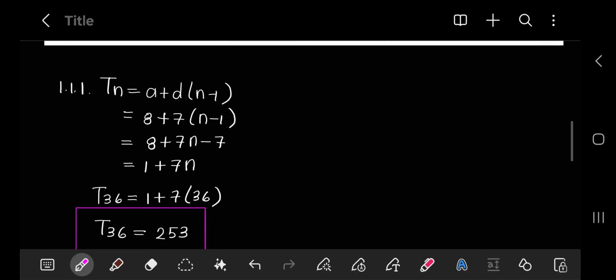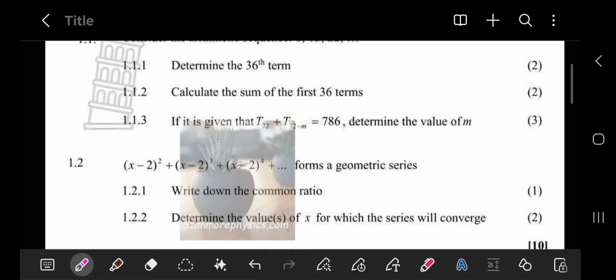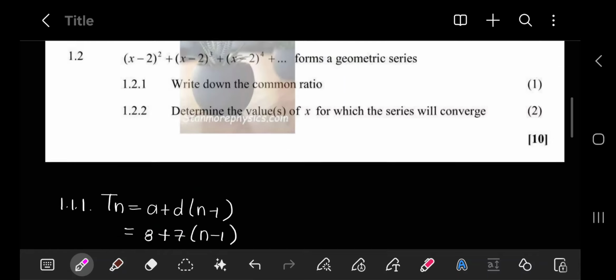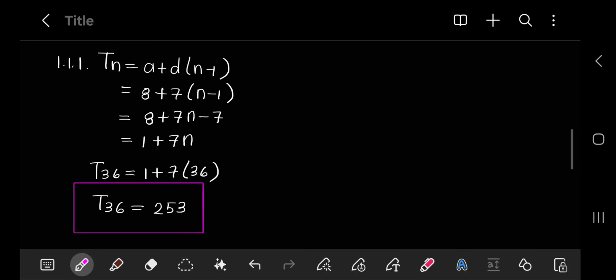So that was quite simple. Now 1.1.2 says calculate the sum of the first 36 terms. So in order for us to get the sum, and considering that this is arithmetic, we know that we have two formulas. However, in this case, we can actually use the shorter formula, n over 2 into a plus l. The reason why I'm using this formula is because we are calculating the sum up to the 36th term. So that is the last term. And since the last term is known, we had just calculated this, we can use a formula with a plus l.